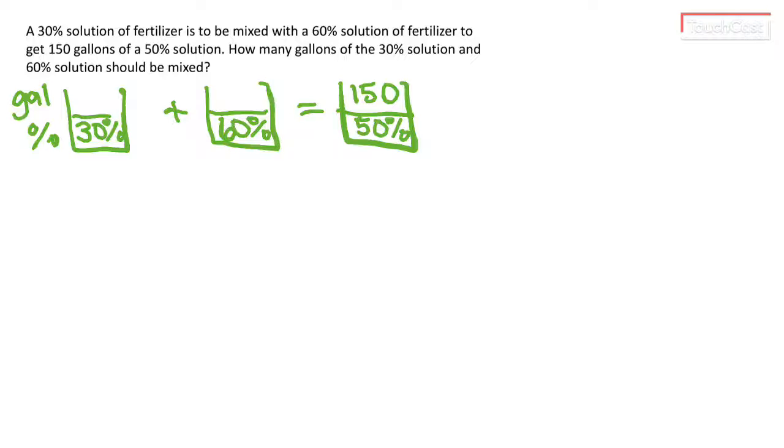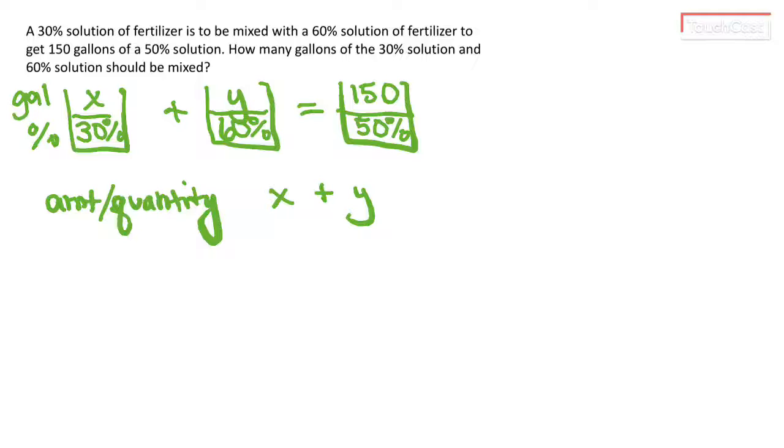Since we don't know how many gallons of the first one, we'll call it X. And since we don't know how many gallons of the second one, we'll call it Y. If we want to write our first equation, it's going to be an amount or a quantity. And so we're thinking about just how many gallons we have. Well, we don't know how many from the first one. We don't know how many from the second one, but we know that their total is 150 gallons.